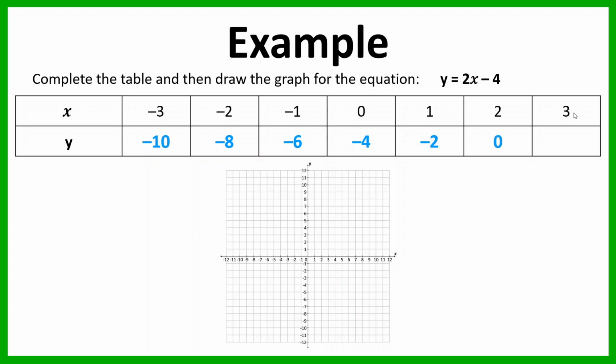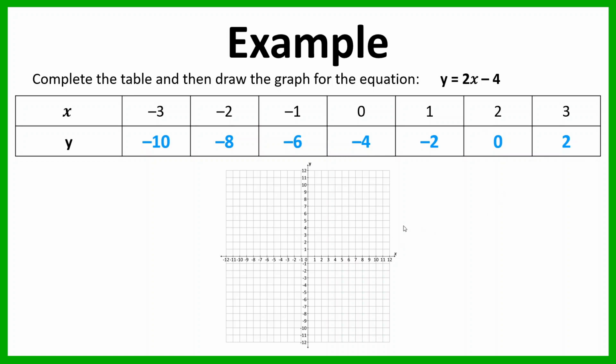And if x is 3, then I've got 2 times 3, which is 6. Minus 4 gives me 2. So these are the y values that I get for the x values that I've got in the table over here. So this over here is going to be a set of coordinates. I've got an x value and a y value that go together. So now I'm going to go and plot these points. So when I plot it, I'm going to have the points (-3, -10), (-2, -8), (-1, -6), (0, -4), (1, -2), (2, 0), and (3, 2). So let's go and plot those points over here.